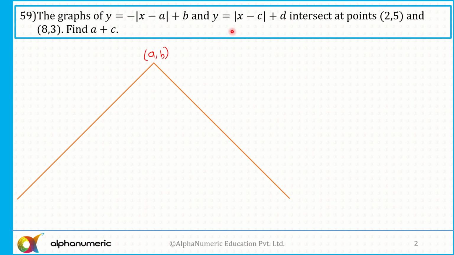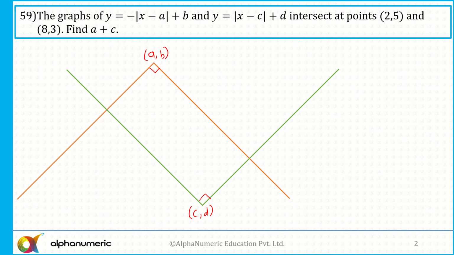So a comma b. Similarly, for the other one, in front of the mod there is a positive sign, so the graph is upward. And if mod of x minus c equals 0, y is d, and x minus c equal to 0 gives x equal to c. So the point is c and d. And what about these angles? These angles are 90 degrees. So we'll basically get a right angle triangle here, or we can say this figure is a rectangle.